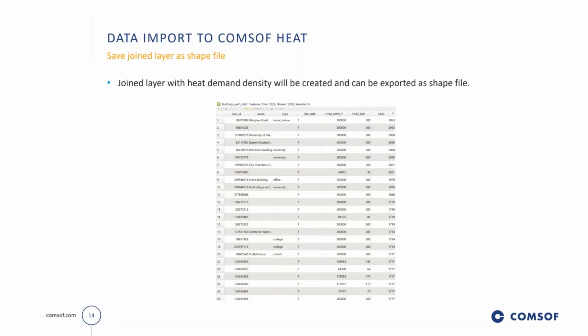Once we click run, we will have the joined layer created as a shapefile. Now we have the joined layer with heat demand density data, and then we can export that file as a shapefile. Once you export it, you can see you have the buildings shapefile with all the attributes from the building shapefile, and also the HDD attribute we just created, which is heat demand density. You now have all the heat demand density values in each of the buildings.